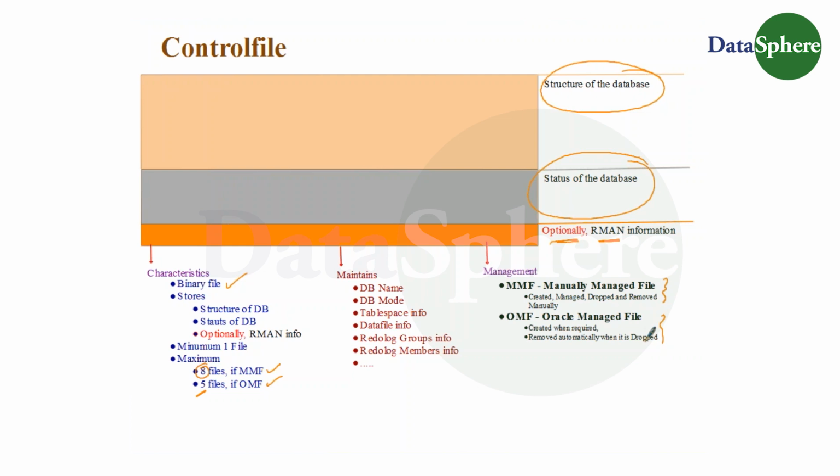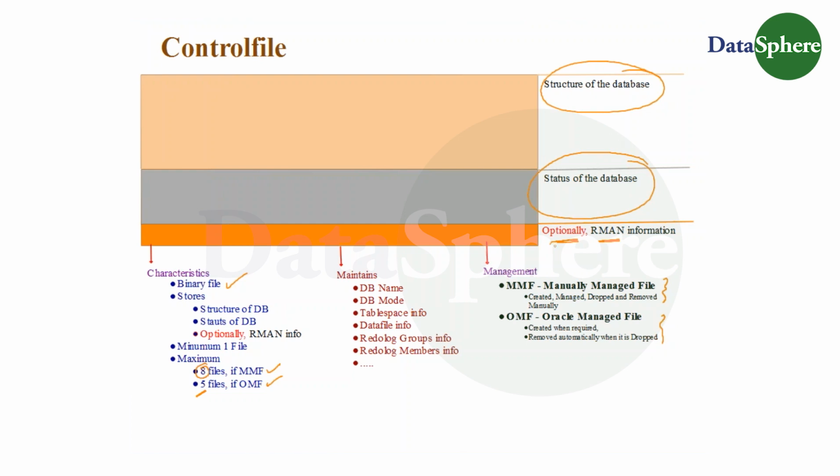Whenever your database is dropped, control file is also removed automatically if it is Oracle managed. If it is manually managed file, sometimes we have to take care manually. One more difference is, if you go for manually managed file, maximum we can have 8 control files. But if you go for Oracle managed file, we can have only 5 control files. The reason we'll see later. Basically, control file contains structure of database, status of database. If required, if you are using RMAN, even RMAN information is also maintained in control file.